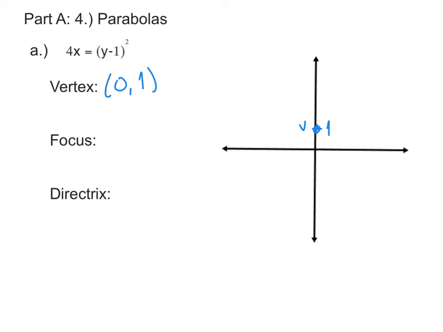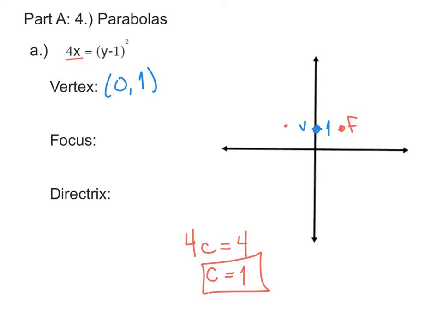Now for the focus, that's when we're going to use this 4 that's out in front, because that coefficient is the value of 4c. So 4c is equal to 4, making c equal to 1. Why that's important is that c is the distance from the center to the focus. So that means we're going to go 1 unit. And since that 4 is right next to the x, we're going to go 1 unit in the x direction. So going back to the vertex, I'm going to take 1 step to the right, and that's where my focus will be. The directrix is going to be just as far on the other side, so we'll go back 1.